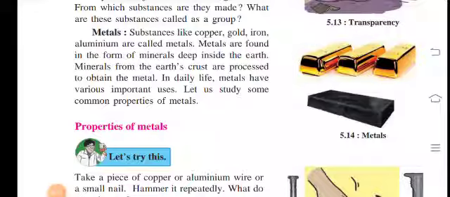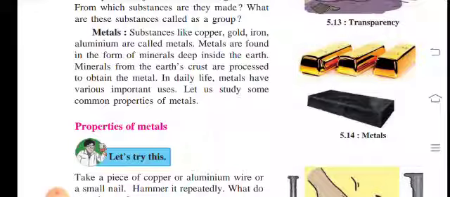In the previous video, we have studied the different properties of substances, like melting point, boiling point, condensation point, freezing point, as we have studied. Right now we are going to study the properties of metal.